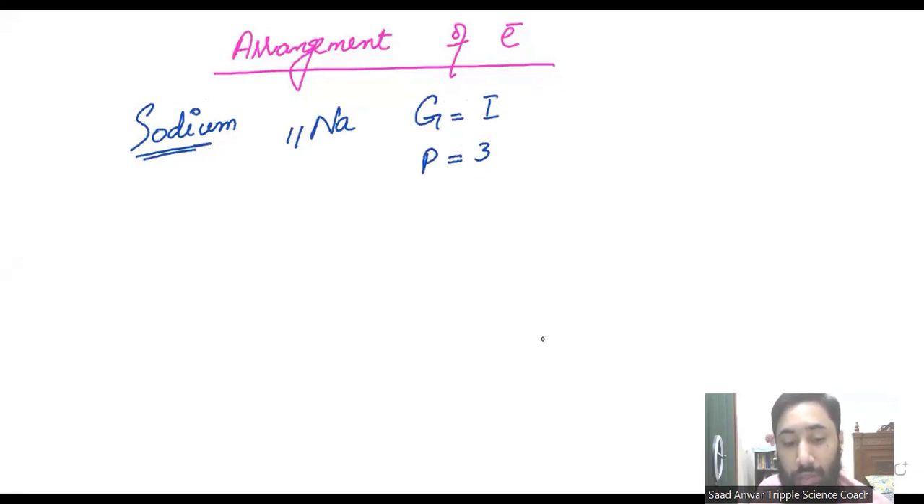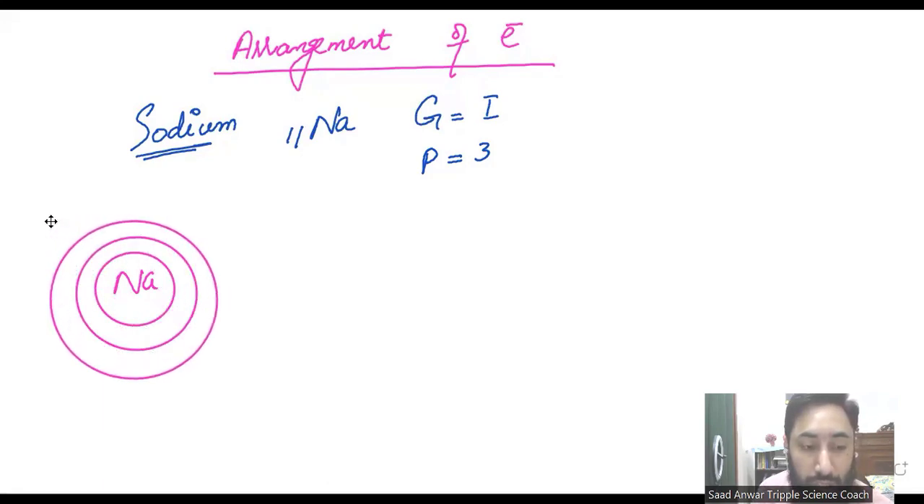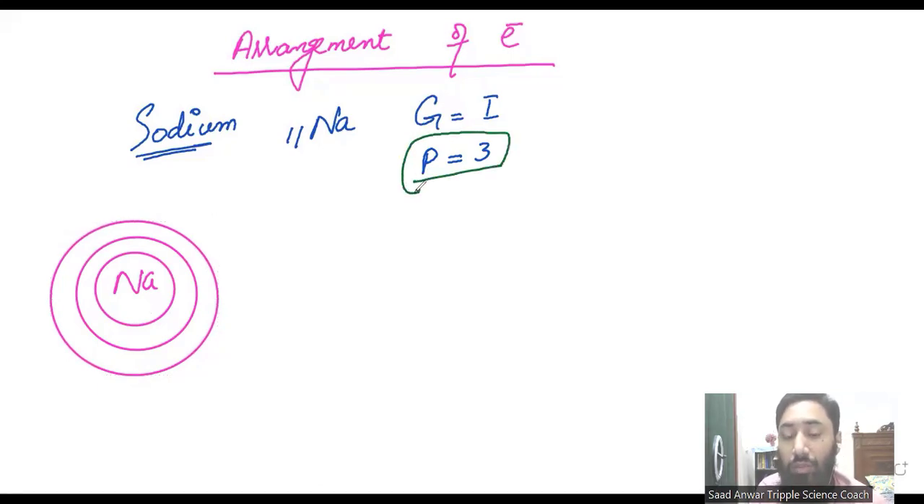As the period number of sodium is 3, how many shells do I need to draw for sodium? 3 shells. Why? Because the period number of sodium is 3, and the period number tells us the total number of shells. The group number is 1. It means in the outer shell of sodium, I can put 1 electron.